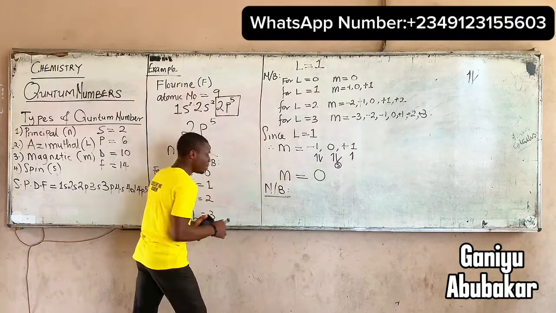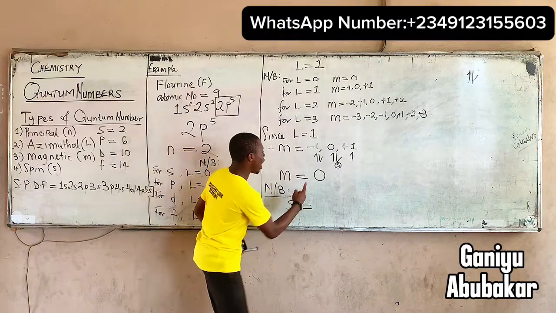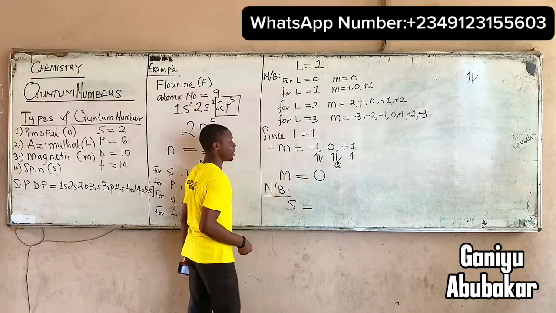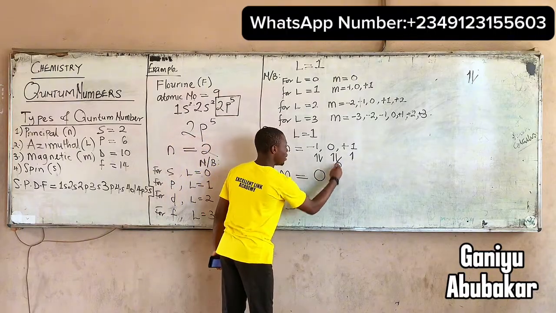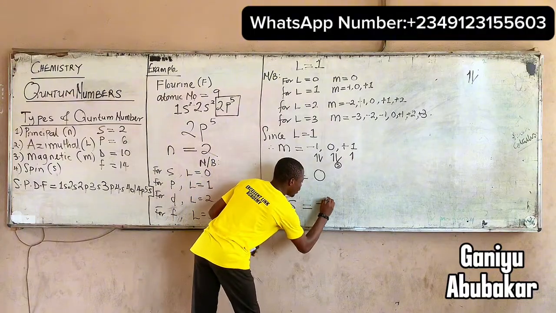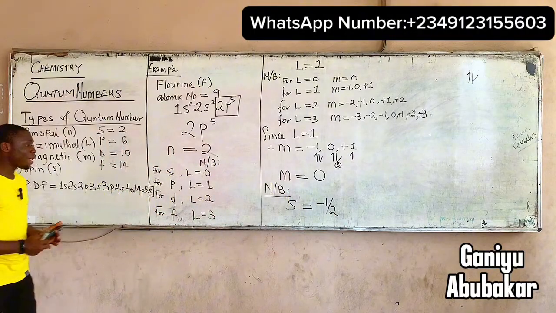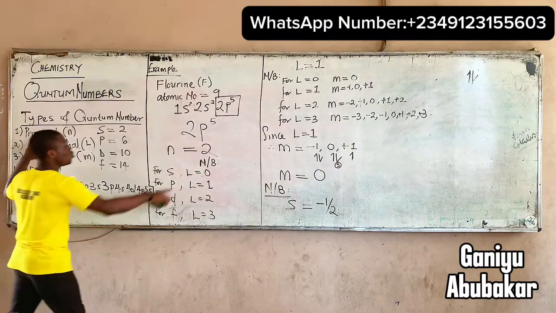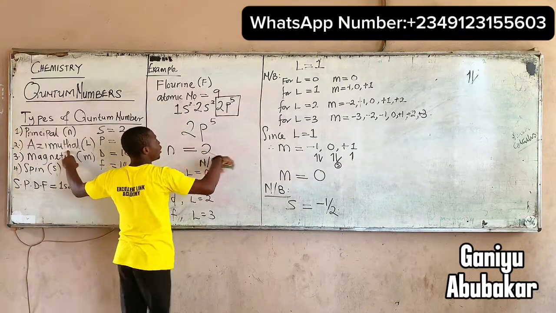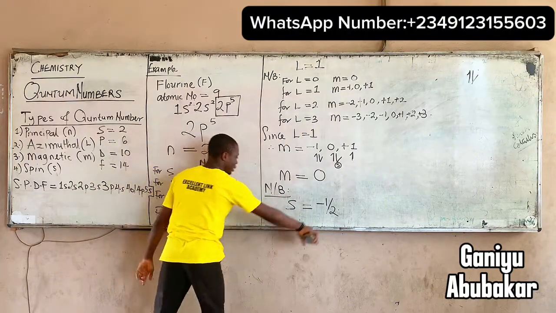To get spin now, how do you get your spin? Check your arrow from this point, from your magnetic. This last arrow here is facing downward. So it becomes what there? Minus half. So my answer becomes minus half. So my principal is 2, my azimuthal is 1, magnetic is 0 and spin is minus half.